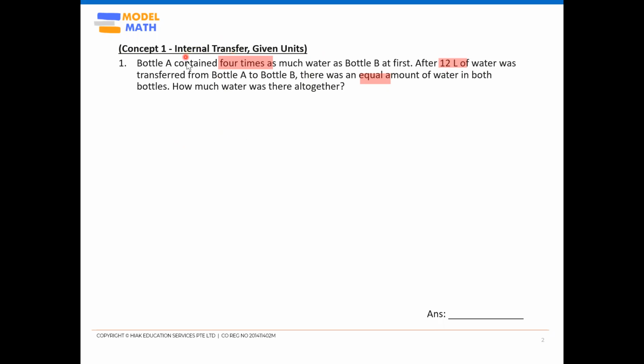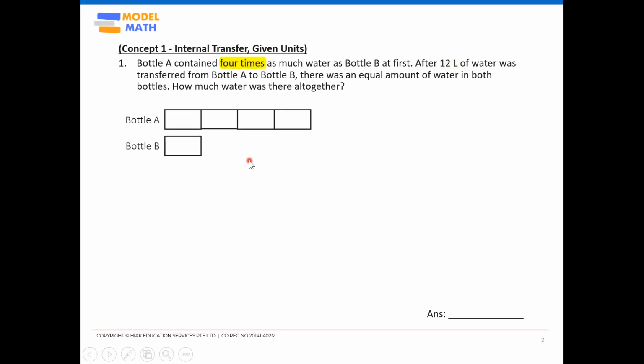Okay, so let's begin with 4 times. Bottle A contains 4 times as much water as bottle B. So 4 units for A, 1 unit for B. Now they say 12 liters of water is transferred from A to B. At this point, when we do the transfer, of course, we have to shade off some from A and then move it to B. That is how we show the transfer.